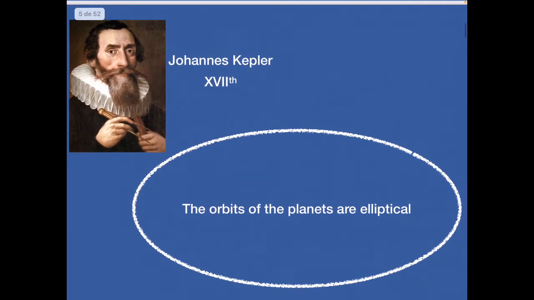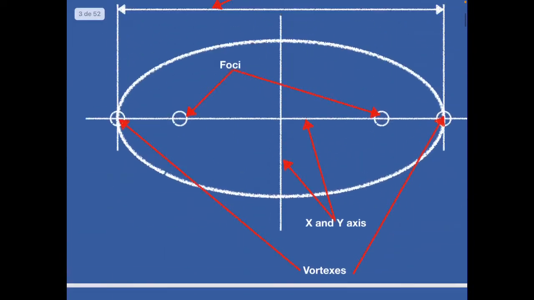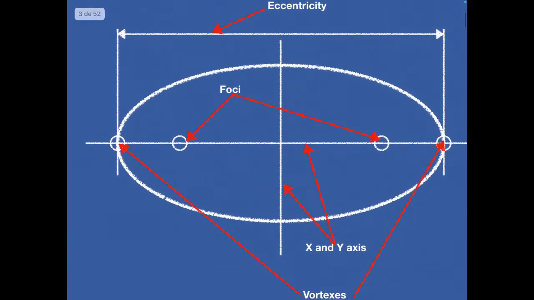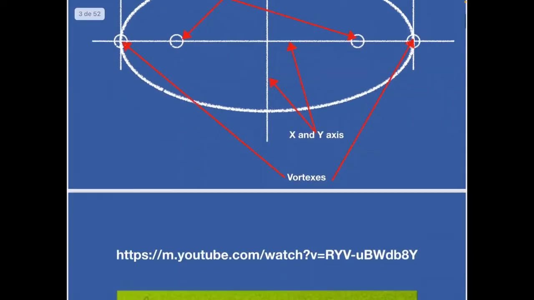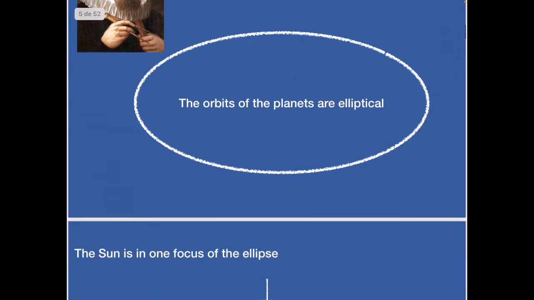So why are we studying the ellipse? Well, because in the 17th century, Johannes Kepler discovered that the planets were actually orbiting the sun in elliptic orbits, not in circular orbits, but in elliptical orbits. So all these geometrical parts of the ellipse that we have seen are going to have a very important part in the movement of our planet.